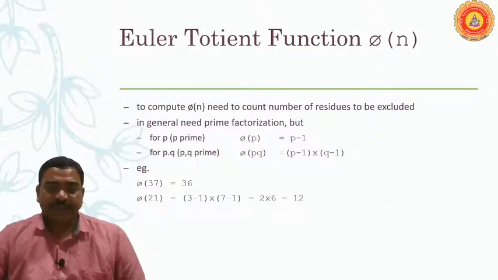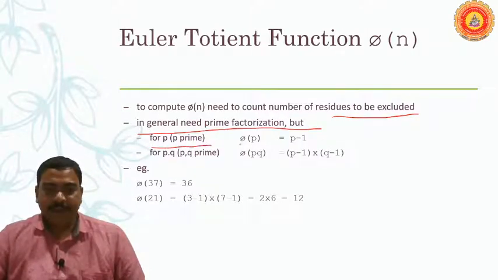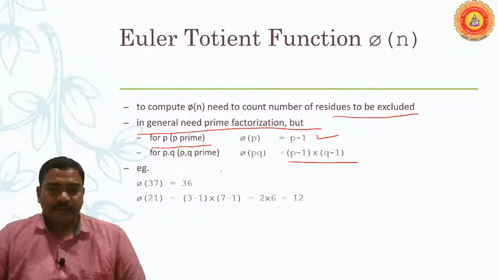Euler's quotient function phi n. To compute phi n, we need to count the number of residues to be excluded. In general, we need the prime factorization, but for p prime, phi p is equal to p minus 1. For p and q prime, phi pq is p minus 1 into q minus 1. So for example, phi 37 is p minus 1, so 37 minus 1, that is 36.